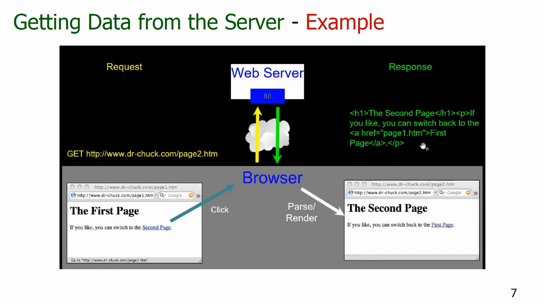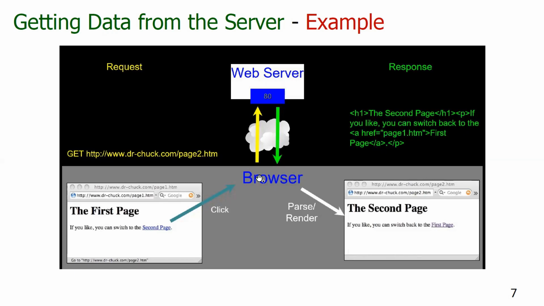Why? Because we are seeing an HTML page. So with heading 1, H1 in angle brackets, this is the second page, then end that heading, then paragraph. Here P is the paragraph. If you like, you can switch back to the first page, given with an href, hypertext reference, equal to page1.htm. That is the first page. Whatever we have given, for that message, this is the HTML code.